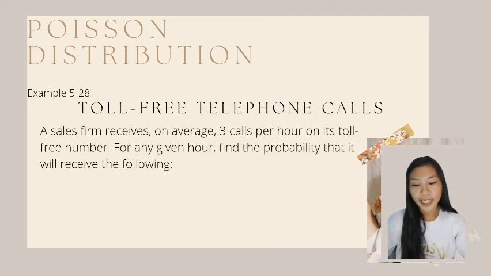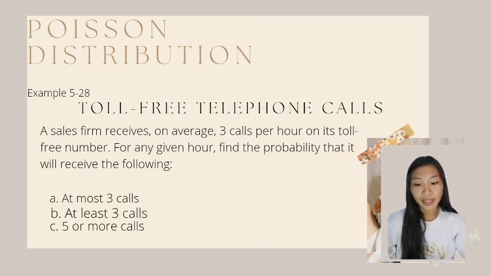A sales firm receives on average 3 calls per hour on its toll-free number. For any given hour, find the probability that it will receive the following: A, at most 3 calls, B, at least 3 calls, and C, 5 or more calls.